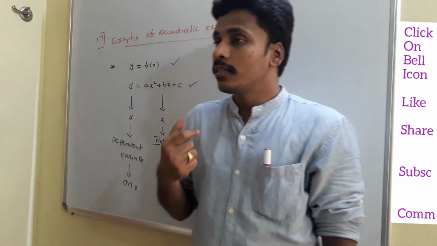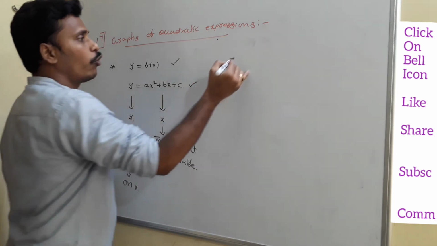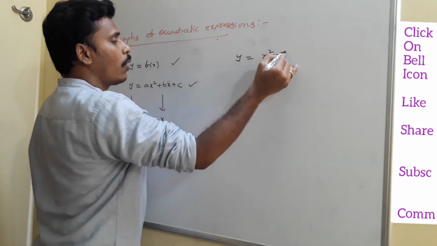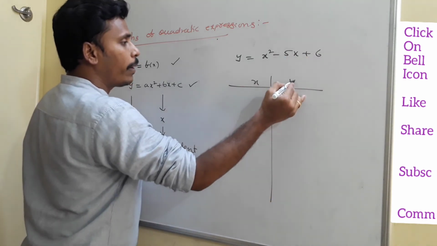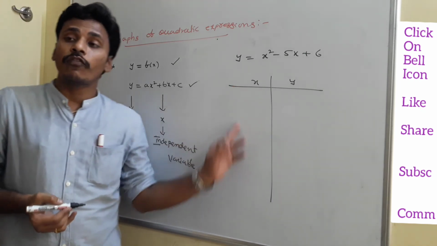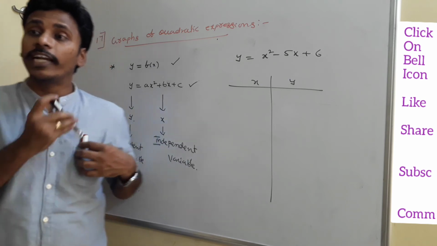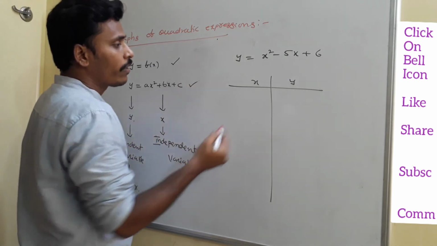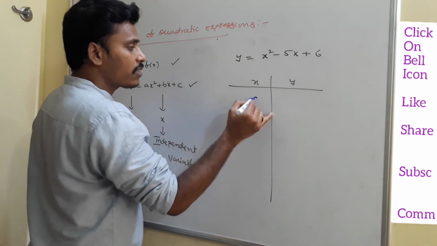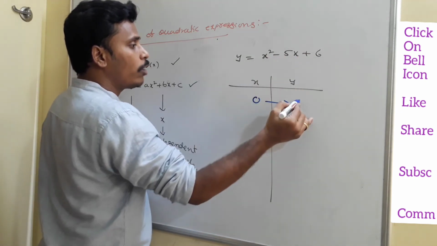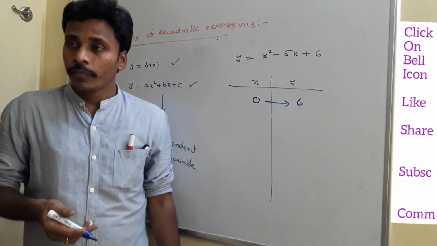Here, for the quadratic, if you change the values of x, the y values will change. For example, if I have an expression like y is equal to x square minus 5x plus 6, what can you say about the value of y depending on the values of x? For x, I have an independent chance to take any value, but I don't have that independent chance for the value of y. For example, if I take the x value as 0, then for sure the value of y will become 6. Is it right?